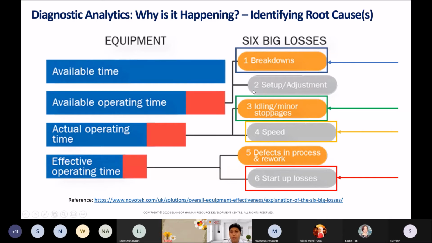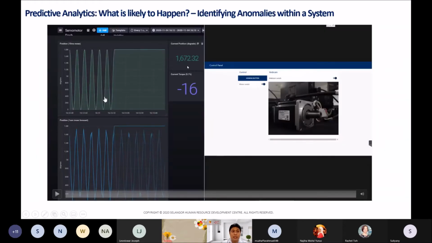For example, your breakdowns, right, come from your availability. Your idling and minor stoppages and your speed comes from your performance metrics. And then your startup losses will come from your quality check. So all this already can identify your 6 big losses, right? Your root cause of why your A, P, and Q are actually lower than what is expected, right? So therefore, these are what we call descriptive and diagnostic analytics.